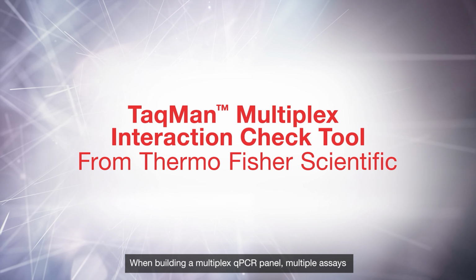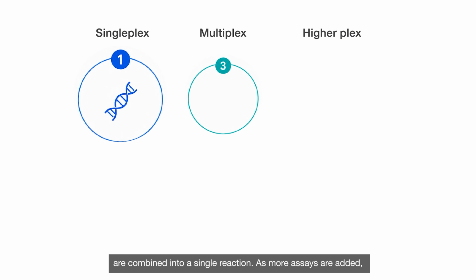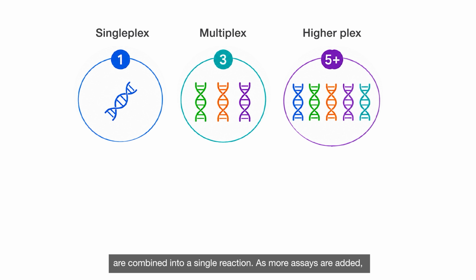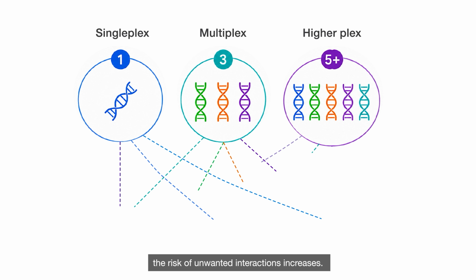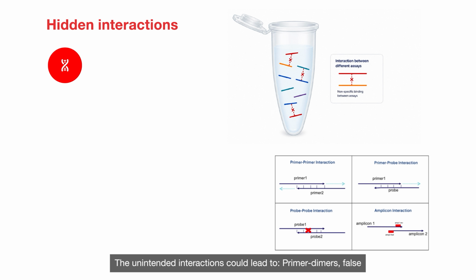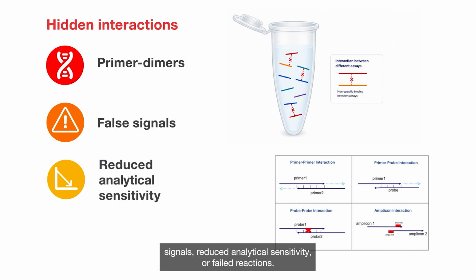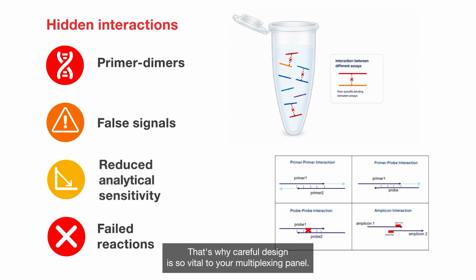When building a multiplex qPCR panel, multiple assays are combined into a single reaction. As more assays are added, the risk of unwanted interactions increases. The unintended interactions could lead to primer dimers, false signals, reduced analytical sensitivity, or failed reactions. That's why careful design is so vital to your multiplexing panel.